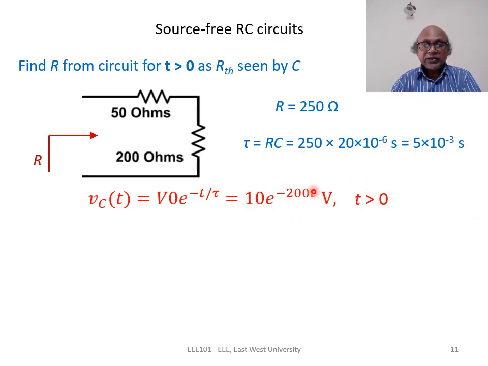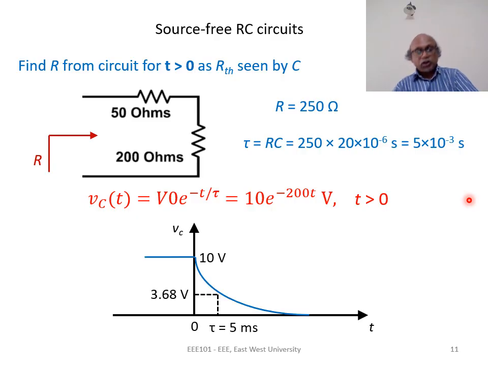This 200 is equal to 1 over tau. Okay, so we have obtained the capacitor voltage. Now we want to represent this voltage graphically. We know that the capacitance voltage for t greater than 0 decays exponentially. So for t greater than 0, the capacitance voltage looks like this blue line. For t less than 0, the voltage is constant at V0, which is 10 volts.